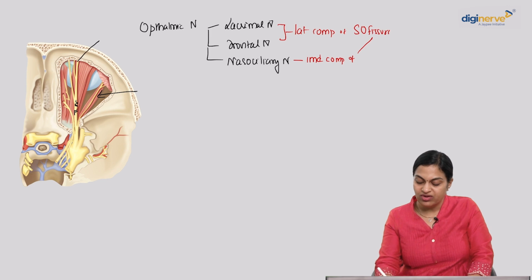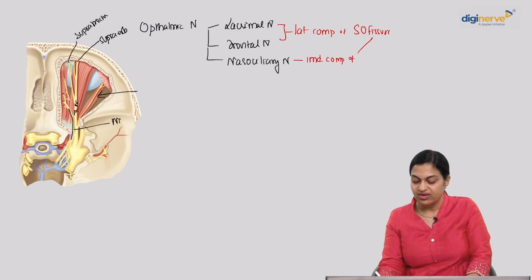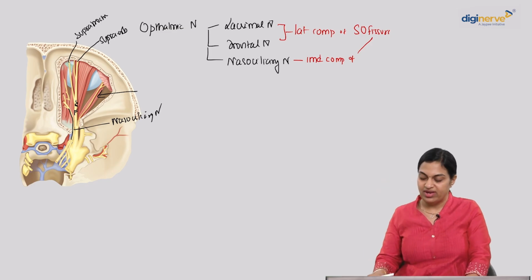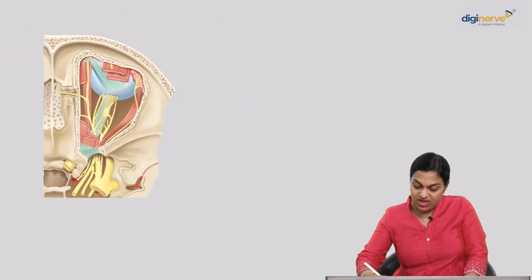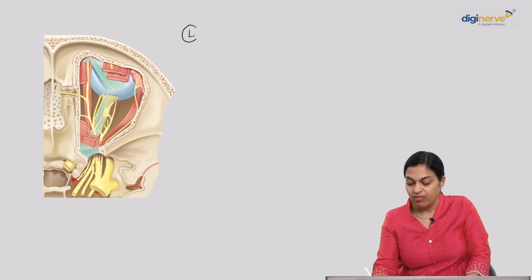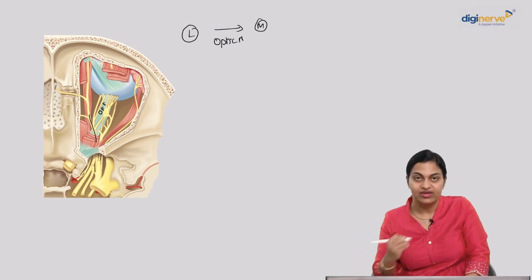This is going to divide into supraorbital and the supratrochlear, right? This is the nasociliary nerve. Okay, this nasociliary nerve, it is important. You can see the nasociliary nerve crossing from lateral to medial over the optic nerve. This is the optic nerve. This is the nasociliary nerve.